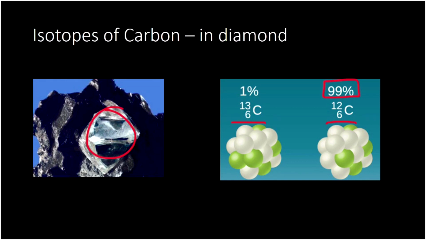99% of the carbon in a diamond is carbon-12. Just 1% is carbon-13. So almost all of it is carbon-12. But notice there's no carbon-14. That's interesting. So where does carbon-14 come in? Well, there's no carbon-14 in diamonds, but actually in the atmosphere, there is carbon-14.